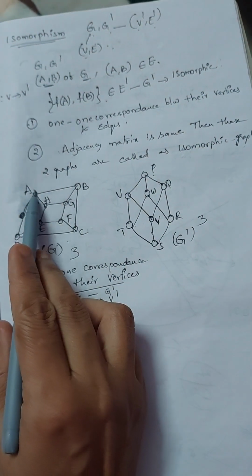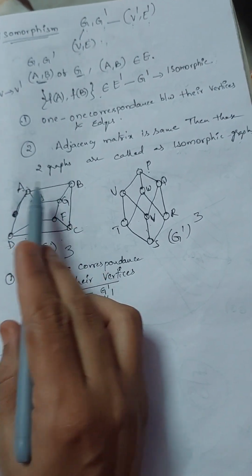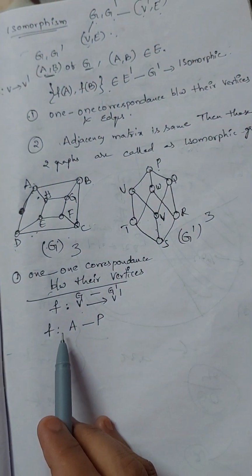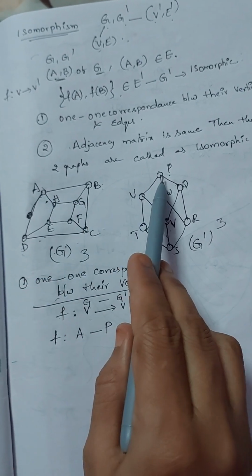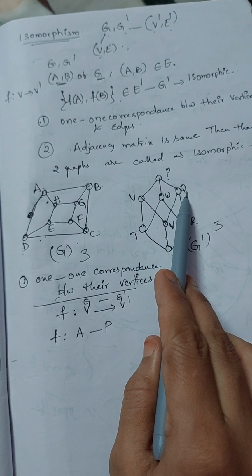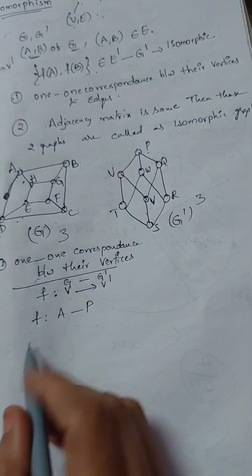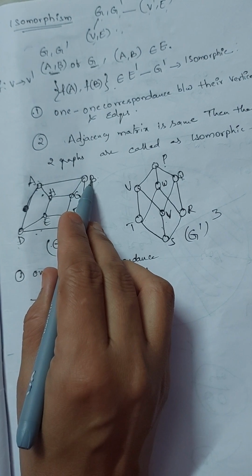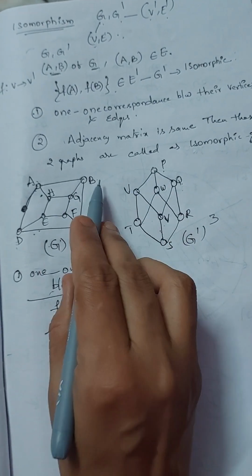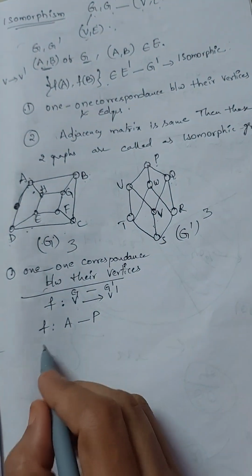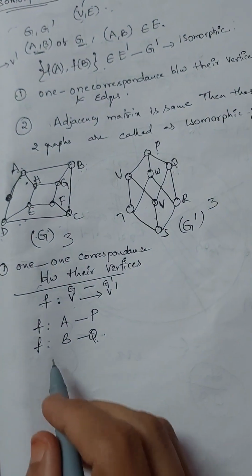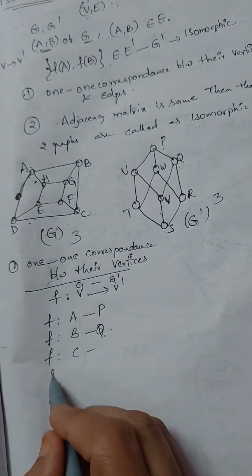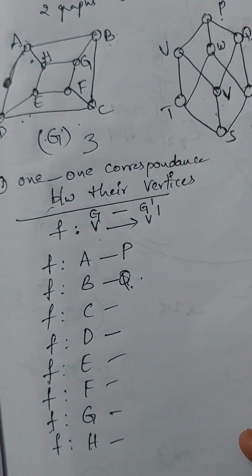Similarly, A has connections from A to B, A to H and A to D. A to B: here I can place a line from P to Q. P to Q means A to B, so I can map B to Q. So the second one is B mapped to Q. Similarly, likewise we need to write all the vertices of the original graph G.